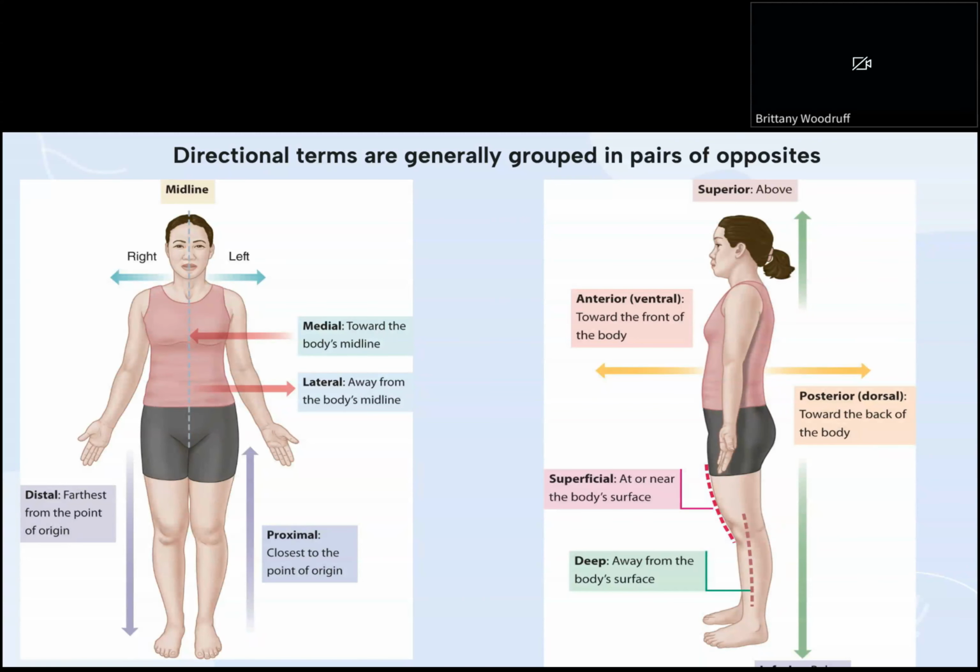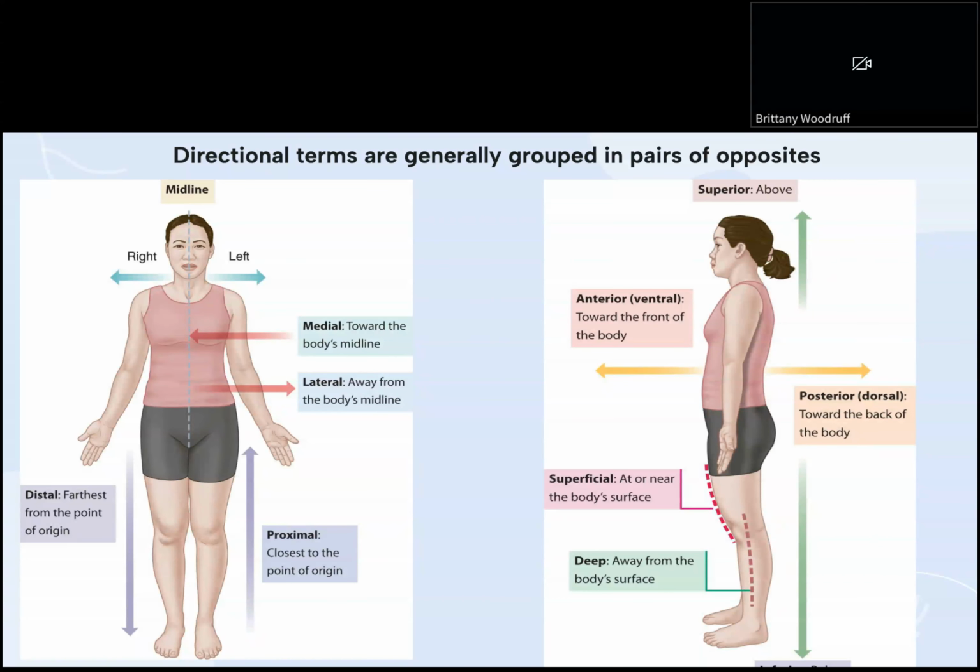Running down the center of your body, you have this thing called your midline, right? It runs down the middle of your body. That is what's going to divide your right and left. Next, moving towards the midline, like this M word here, medial, mid, right? It goes towards the body's midline.